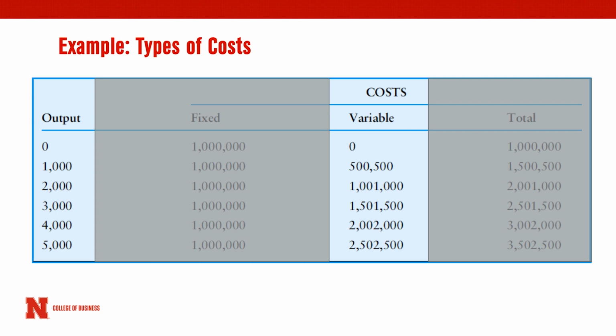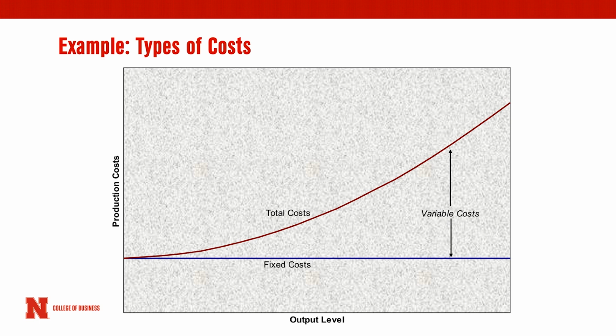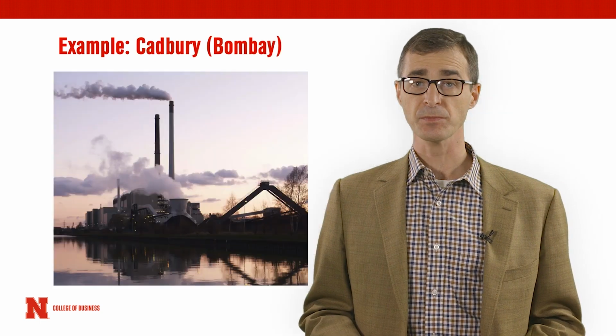You can see that goes up. In fact, it doubles when we double production from 1,000 to 2,000, doubles again from 2,000 to 4,000, and so on. The total cost is the sum of the fixed and the variable cost, as this graph illustrates. The fixed costs, representing the $1 million, are the flat horizontal blue line. The variable costs increase with output level, and the total cost is the sum of the two.